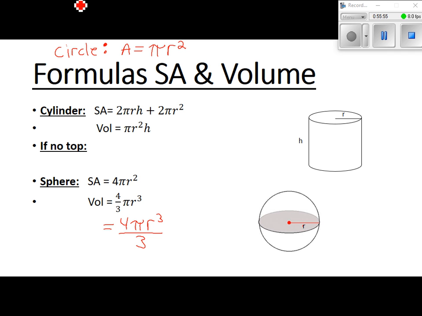Cut it straight. This part is the rectangle part. So that right there is what is the rectangle. So that's this part of that cylinder. What's that mean this part has to be? The two circles.